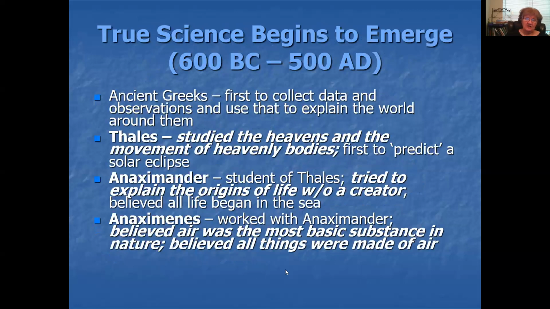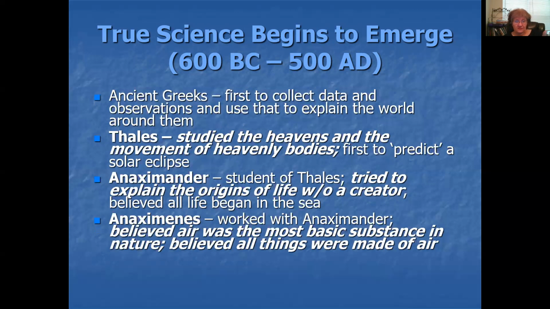Now, 600 BC up to about 500 AD, okay? So that's about 1,000 years. The ancient Greeks started collecting data, and they tried to explain things. In fact, the Greeks usually, that's what they did, right? They sat around and they thought about things a lot. Thales, he was one that studied the heavens and the movement of the planets. He was the first one to ever predict a solar eclipse. That's pretty cool. So Thales was an astronomer.